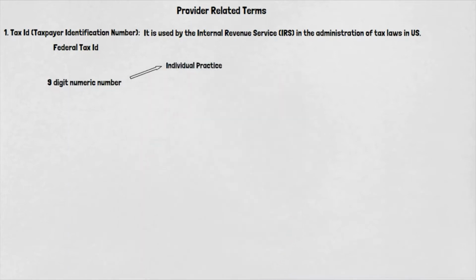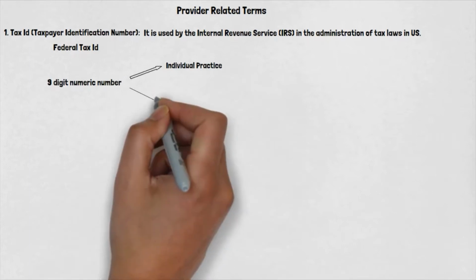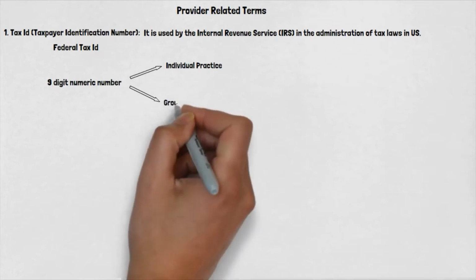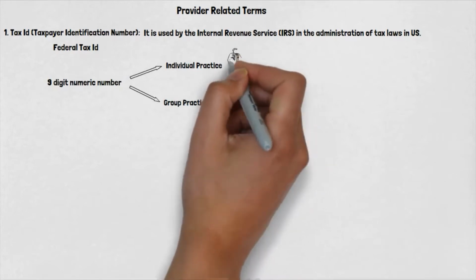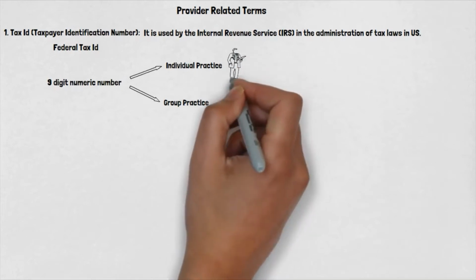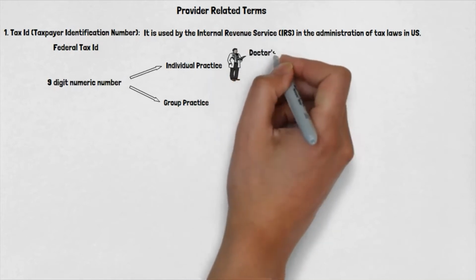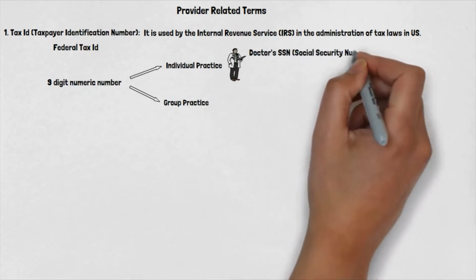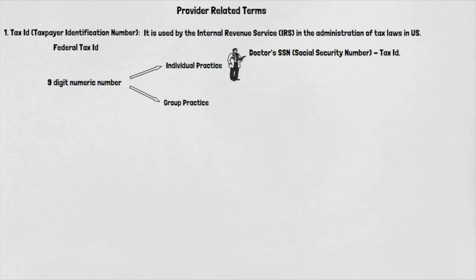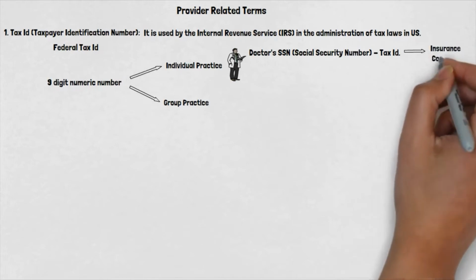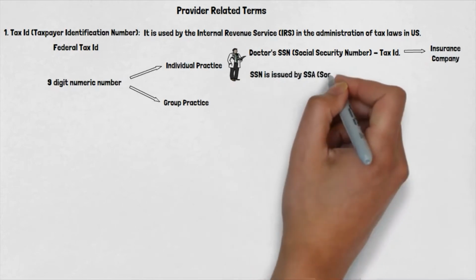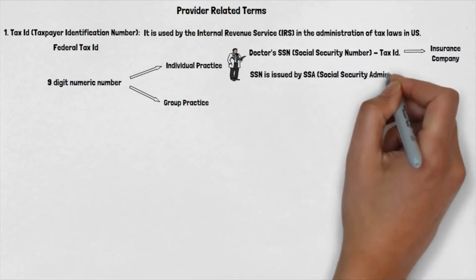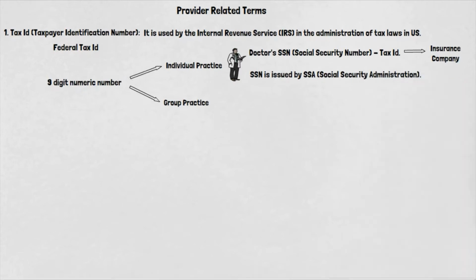As we discussed in the earlier sessions, there are two types of practice. The first one is individual practice and the second one is group practice. Individual practice is a sole proprietorship, which means only one doctor in the practice. The doctor is going to use his social security number, which is also a 9-digit numeric number, as the tax ID while submitting claims to the insurance companies. This social security number is similar to our Aadhaar numbers, and it is issued by SSA, which is Social Security Administration, similar to our UIDAI.